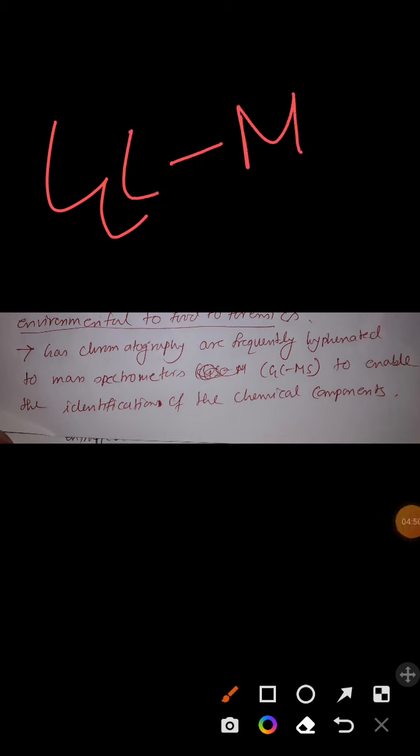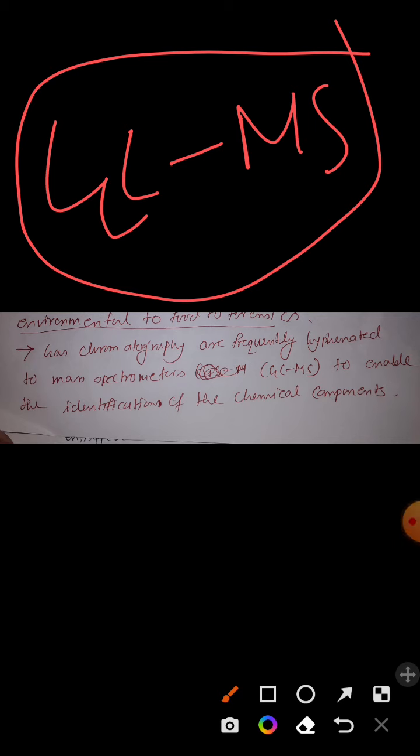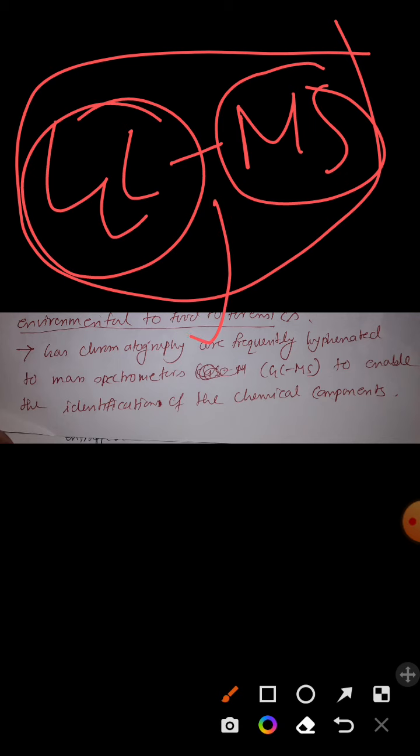The most important advantage of gas chromatography, that is GC, is that it can be hyphenated with another kind of technique such as mass spectrometry. So gas chromatography combined with mass spectrometry can easily identify the chemical components that are present in the sample.